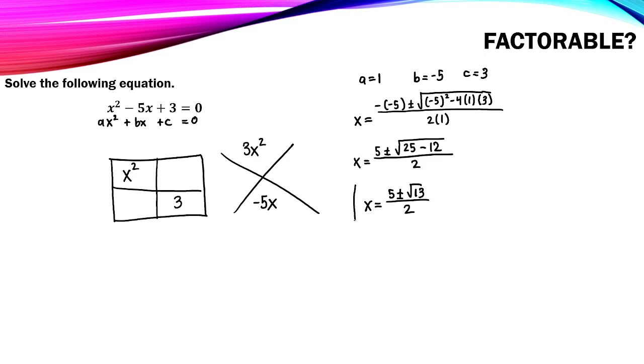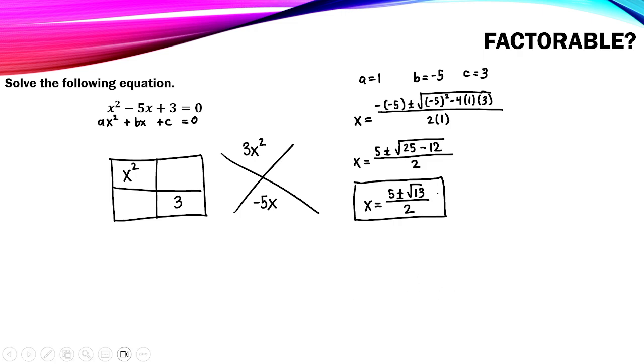Just keep in mind that this is 2 solutions, because we got that plus and minus here. Technically, the first solution is 5 plus the square root of 13 over 2, and the other one is 5 minus the square root of 13 over 2. So just understand that these are 2 different solutions.